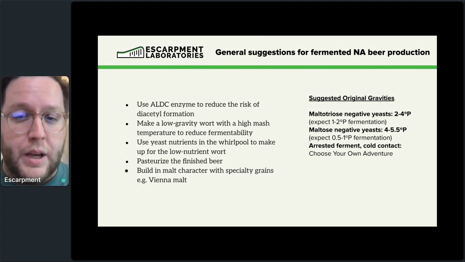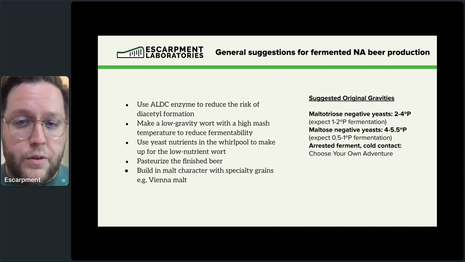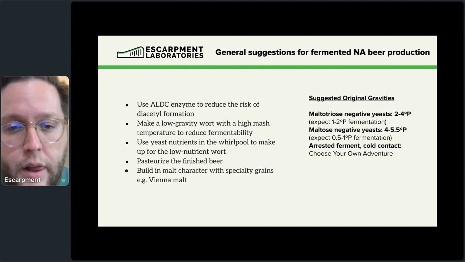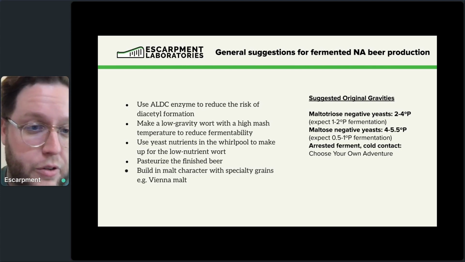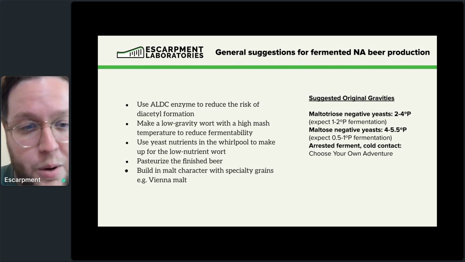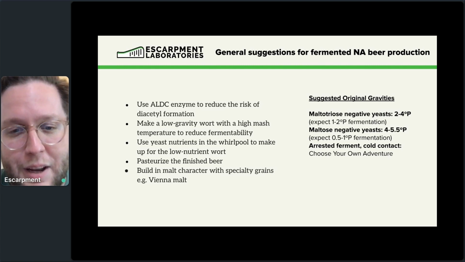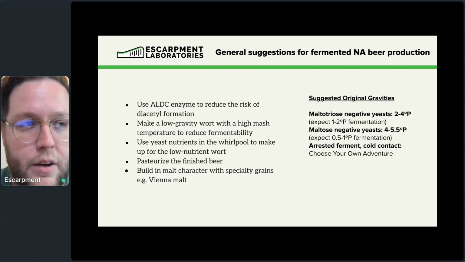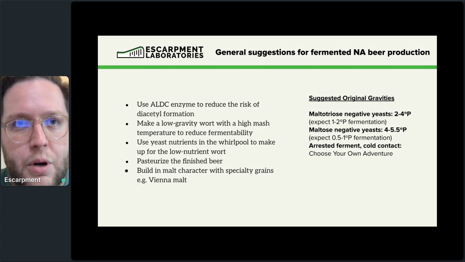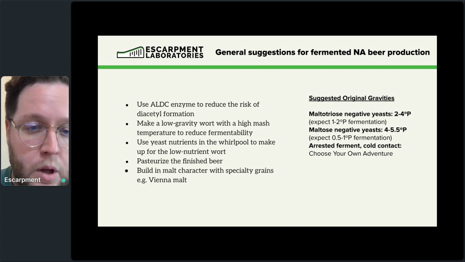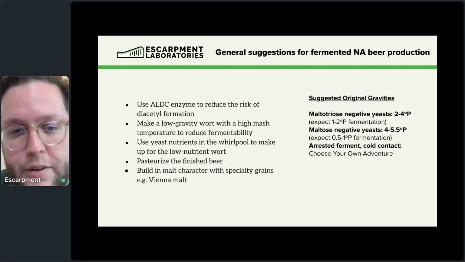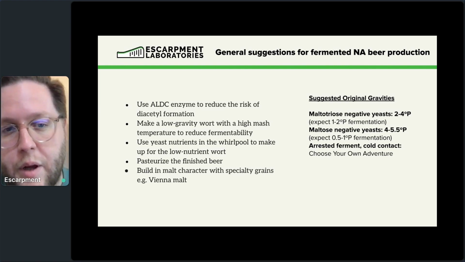And then also, because these are low strength worts across the board, it's recommended to build in malt character with specialty grains. It's not uncommon to see a recipe be like 100% Vienna or Munich. Any malt that has just a little bit more character, and certainly a malt that contributes body and is also known for some dextrin content, can play here as well. Like if you're using straight Pilsner malt, you might end up with something quite thin and light. So it's important to keep that in mind.